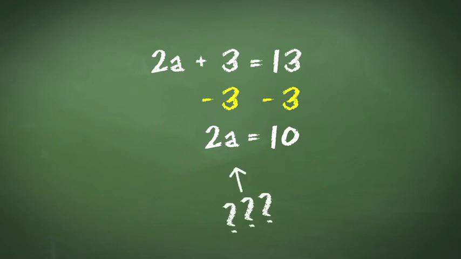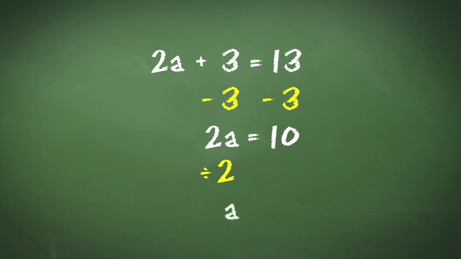This means solving for 1a, and at the moment we have 2 of them. Therefore, we need to go through a final step. To get back to just a, we need to divide by 2. And 2a divided by 2 gives us a.